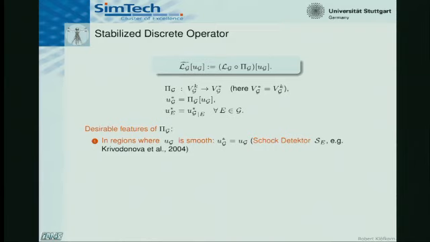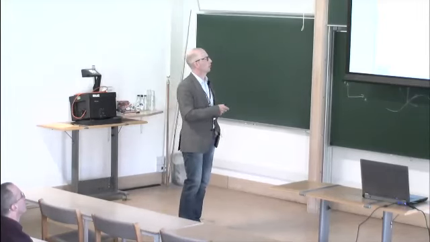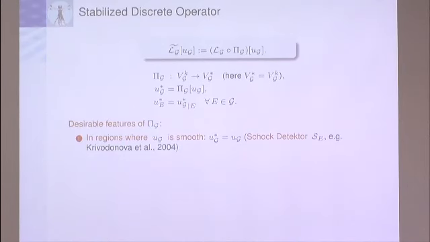So one of them is in regions where the solution already is smooth, you don't want to do anything, because that's the best thing you can do in that case, and this requires, at least in our setting, some sort of a shock detector. And in the results I present here, this is the one based on the work of Krivodonova and co-workers. So if I have to do something, then I at least want to have that the mean values of the old and the stabilized solution stay the same, because they belong to the first order scheme, which was already stable.